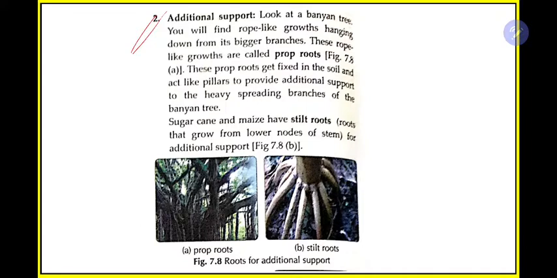Sugarcane and maize have stilt roots, roots that grow from lower nodes of the stem for additional support. So in case of sugarcane and maize, you will get stilt roots which grow from the nodes to give additional support.